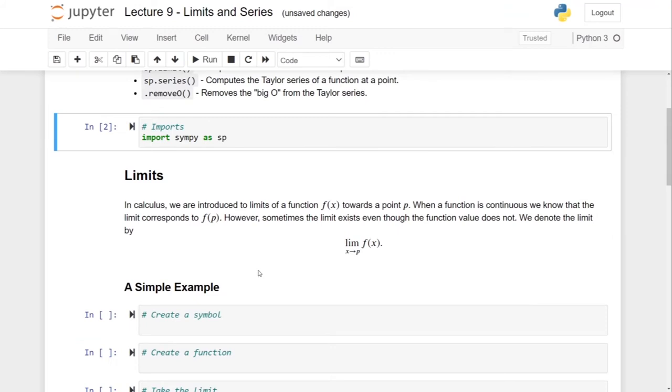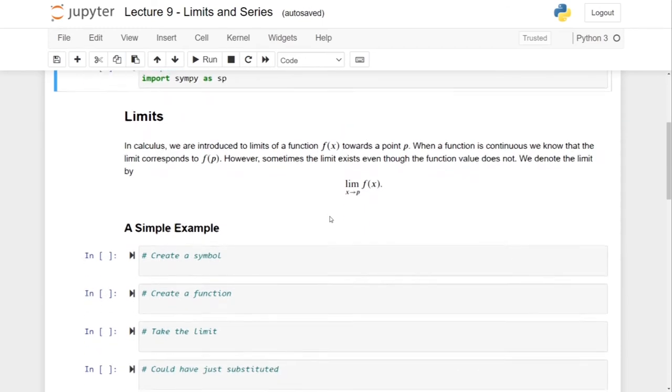So in calculus, we're introduced to limits of a certain function, I'll just call it f of x, towards a point p. So when a function is continuous, we know that this limit just corresponds to evaluating the function at the point p. However, sometimes the limit exists even though the function value does not exist. So we denote this limit by this symbol here. And the fact is that we can calculate this limit in SymPy for a wide range of functions. So let's first consider a simple example.